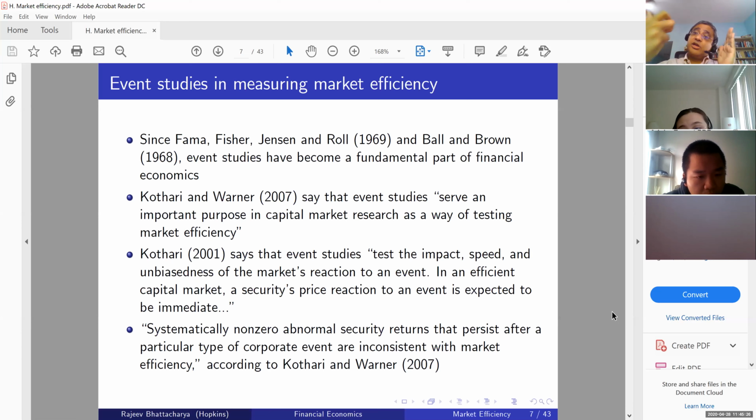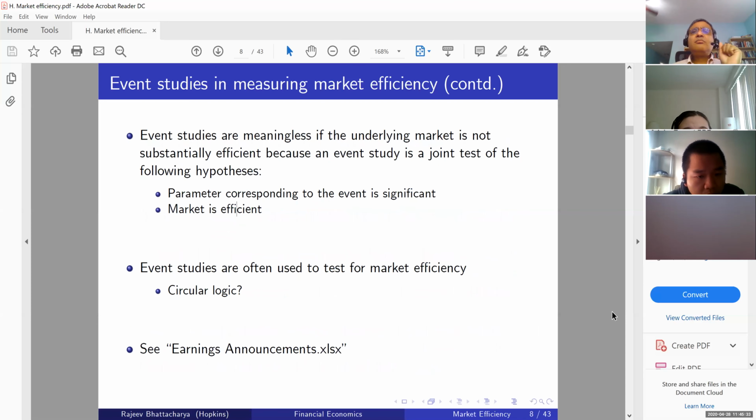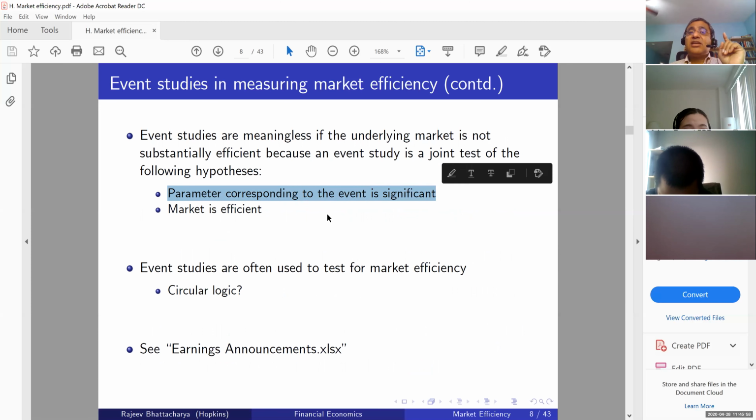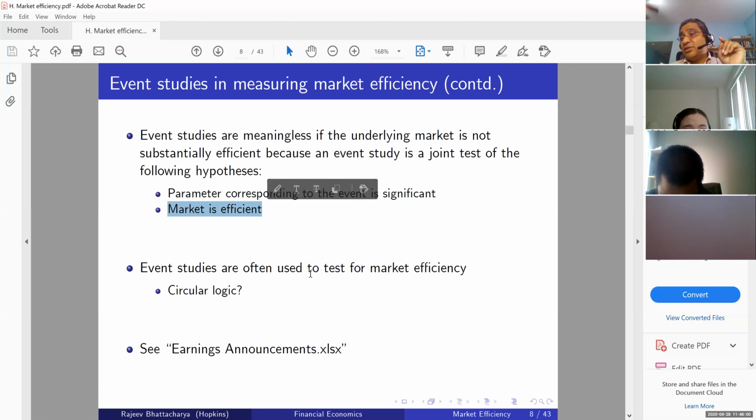The event should get impacted into the price, baked into the price, and then continue. Okay, so event studies are meaningless if the underlying market is not substantially efficient. Because what we talked about when we did event studies is that an event study is a joint test of the following hypotheses, plural: the parameter corresponding to the event is significant, and the market is efficient.